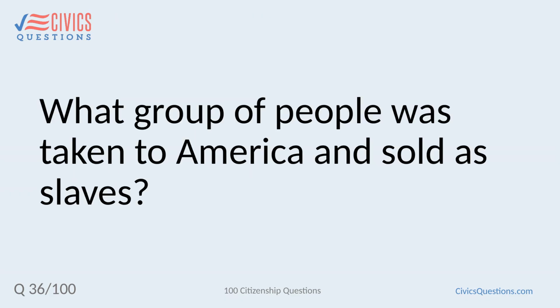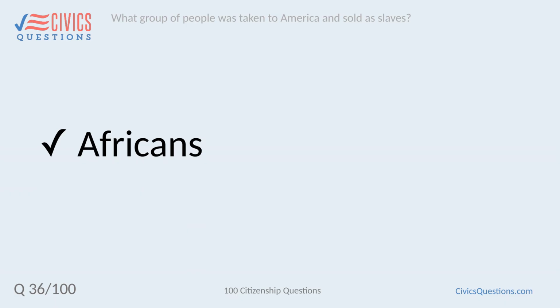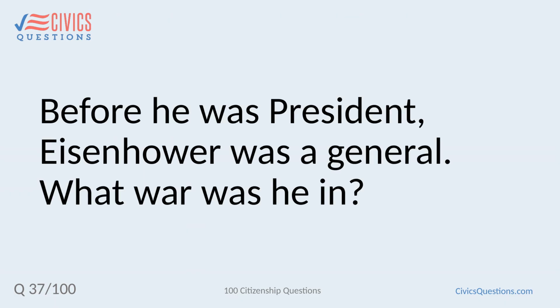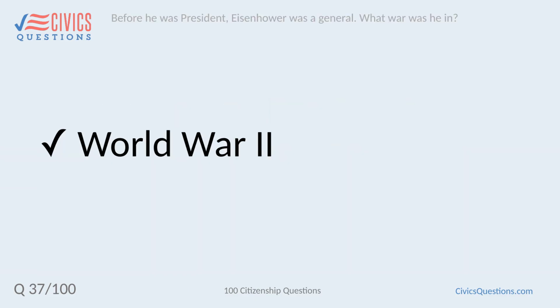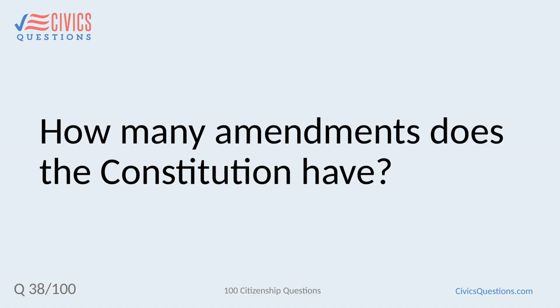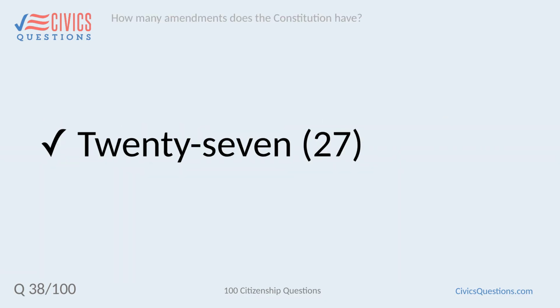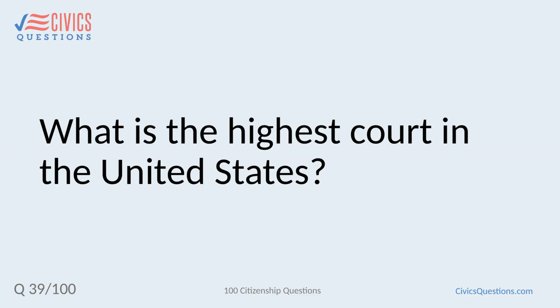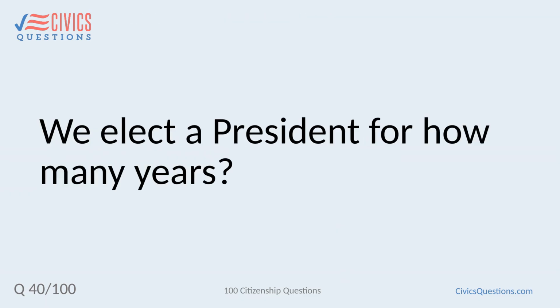What group of people was taken to America and sold as slaves? Africans. Before he was president, Eisenhower was a general. What war was he in? World War II. How many amendments does the Constitution have? 27. What is the highest court in the United States? The Supreme Court. We elect a president for how many years? 4.